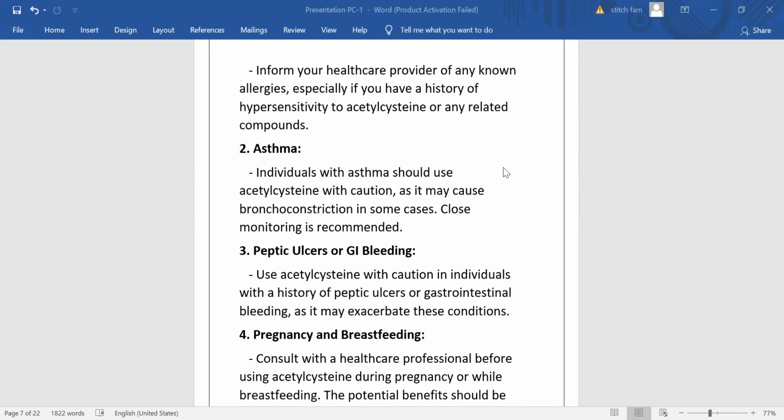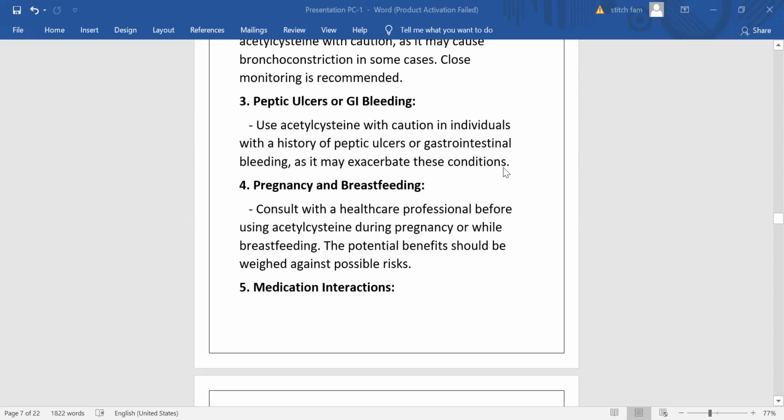Close monitoring is recommended. Number three, peptic ulcers or GI bleeding. Use acetylcysteine with caution in individuals with a history of peptic ulcers or gastrointestinal bleeding as it may exacerbate these conditions. What is peptic ulcer? Peptic ulcer is an open sore in the lining of stomach or intestine, and gastrointestinal bleeding is any type of bleeding that starts in your gastrointestinal tract.